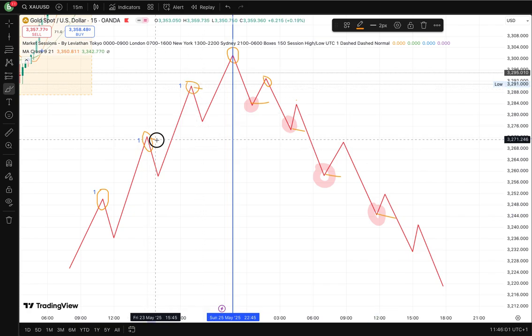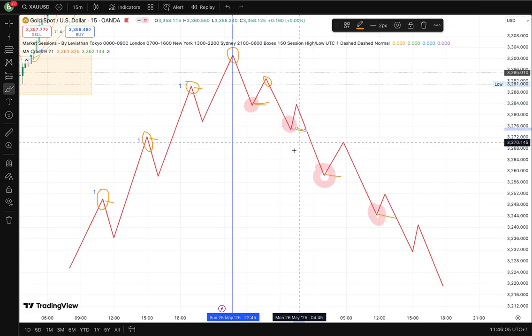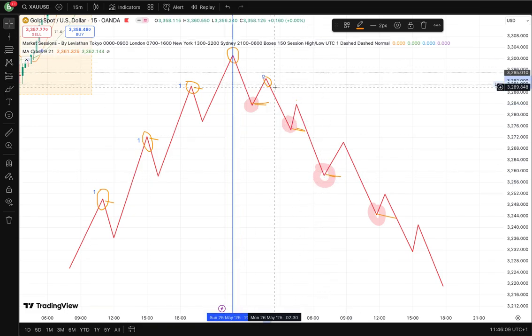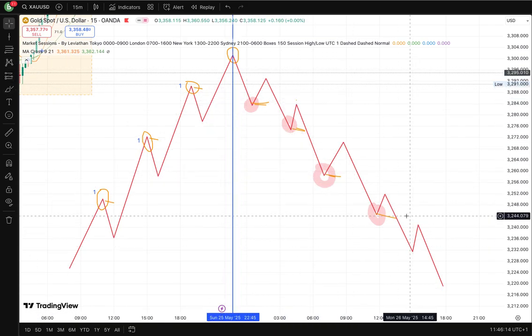I can see my break of structure. Okay. Take note, this is not break of structure. Okay. So I can see my break of structure. It can signify and tell you that we are going downtrend. All right. So now the question now is, how do I buy and how do I sell?